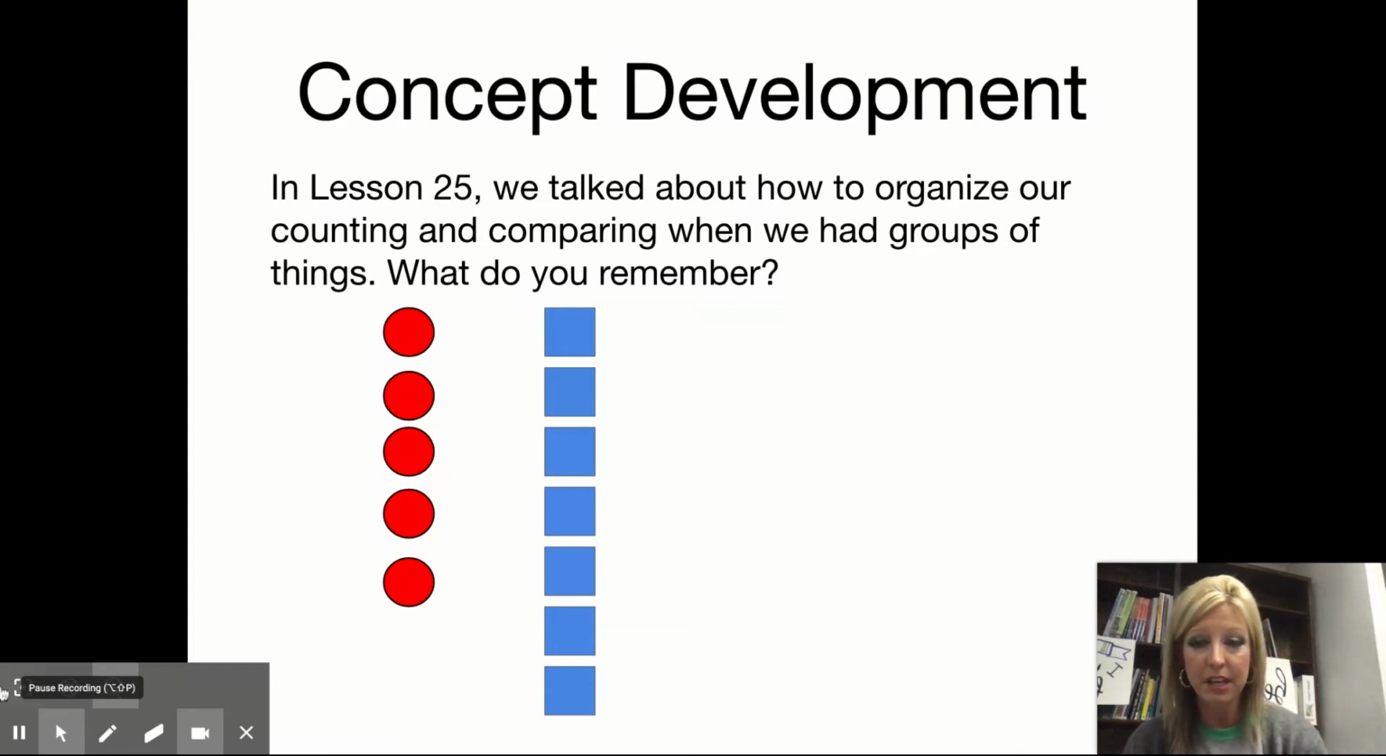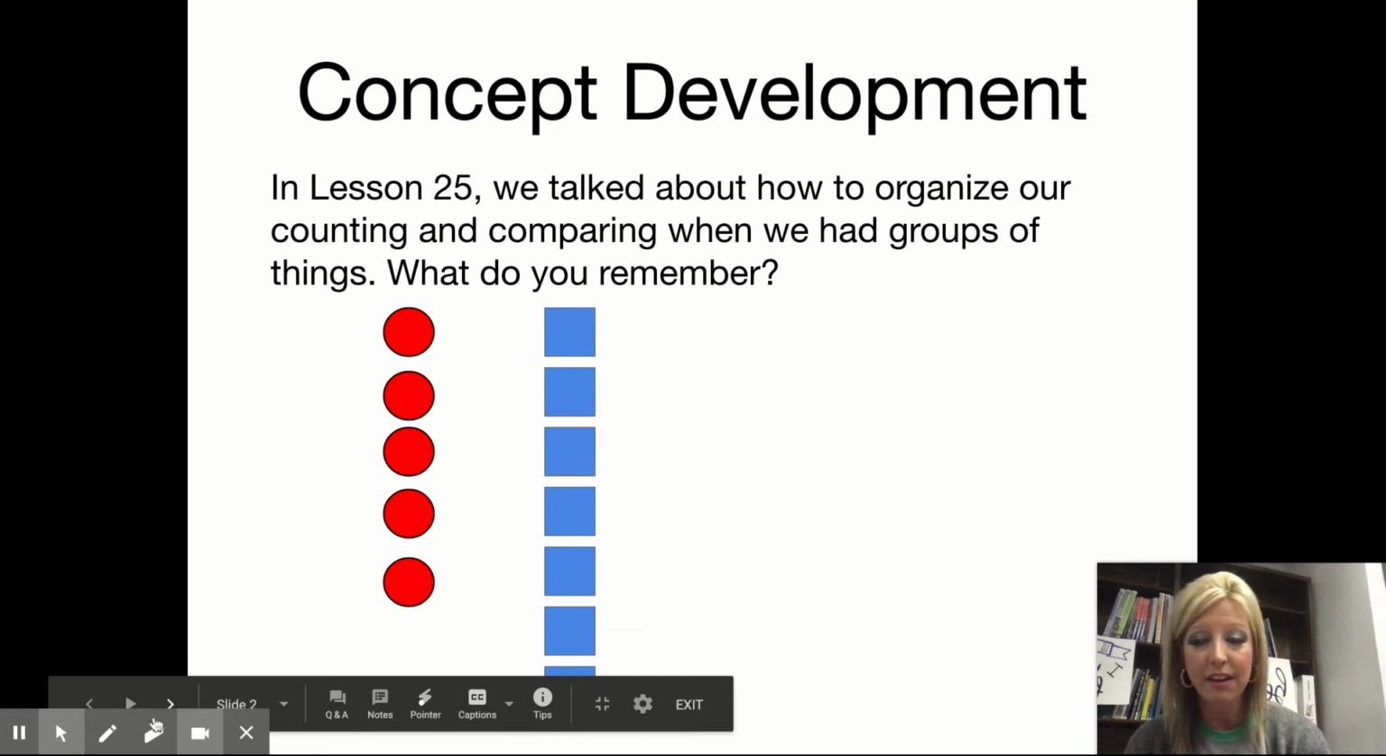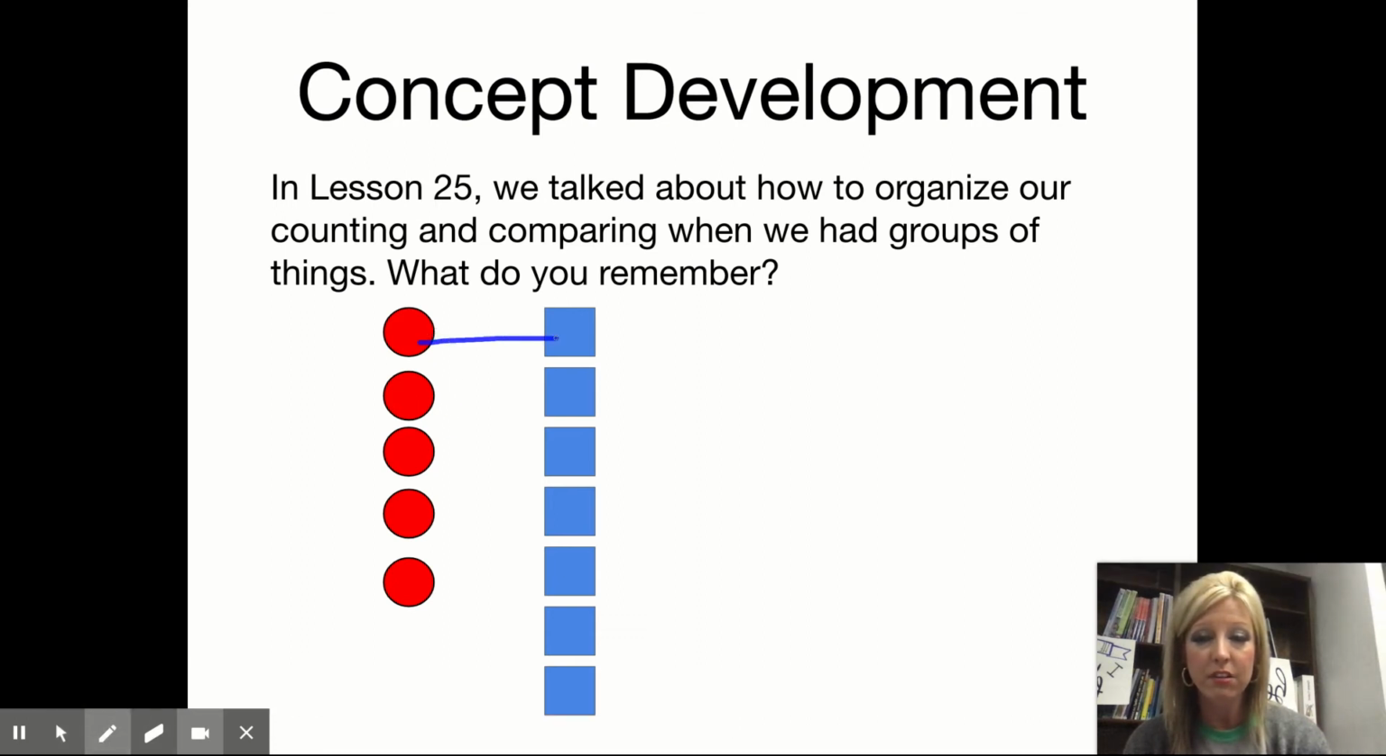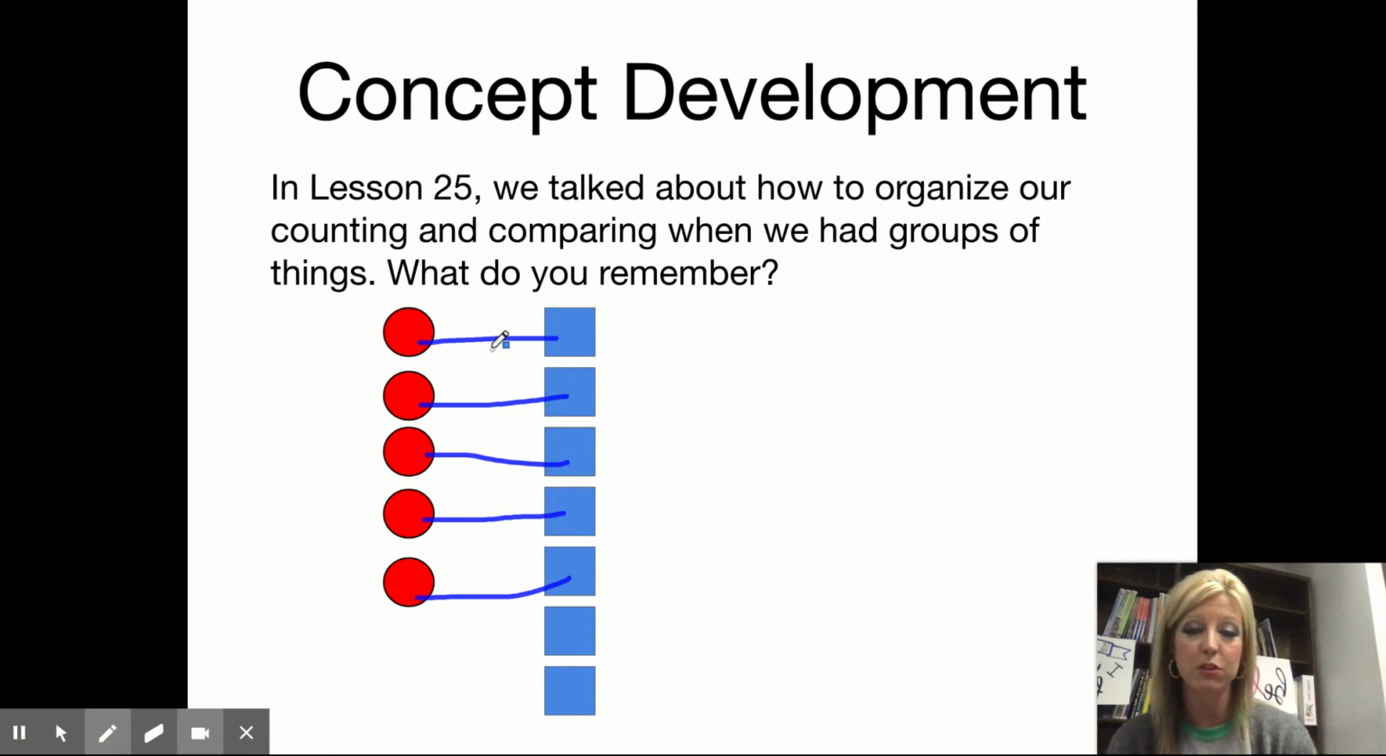With these objects, I've put them in a line, and so I'm going to draw lines to compare. For one circle, I have a square. For this circle, I have a square. This circle, I have a square. This circle, I have a square. And this circle, I have a square. So what do I have more of, circles or squares? Very good. Just by looking at our model here, we can tell that we have more squares.